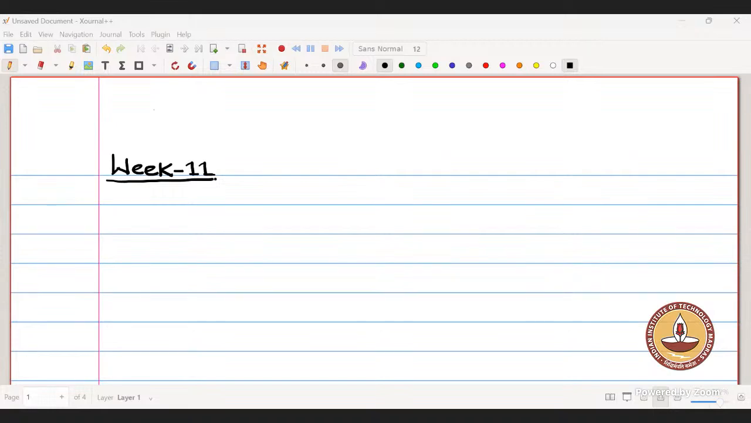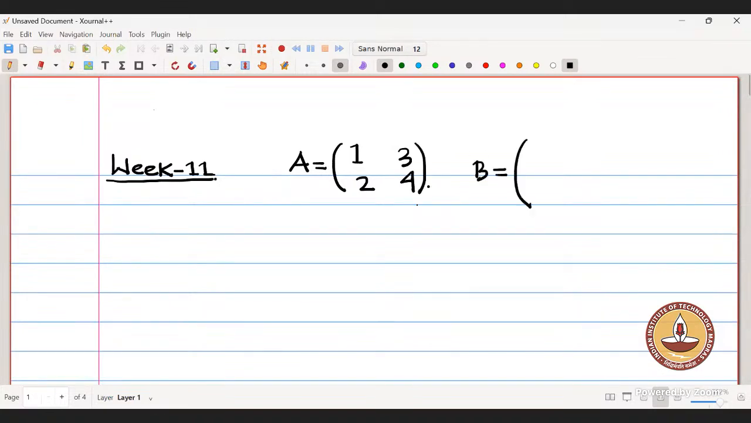Yeah, so you have a matrix, right? See, a matrix has a usual multiplication, right? So if I pick a matrix A as 1, 2, 3, 4, and let's say B is a matrix 5, 7, 8, 9, right? So there is a definition for matrix multiplication.